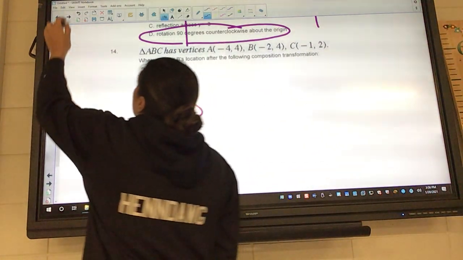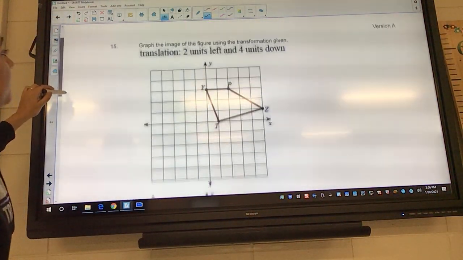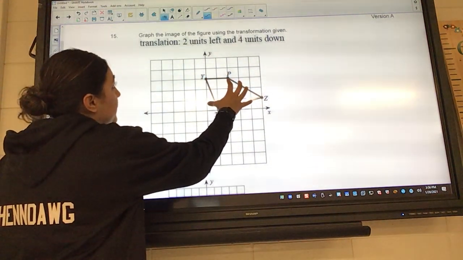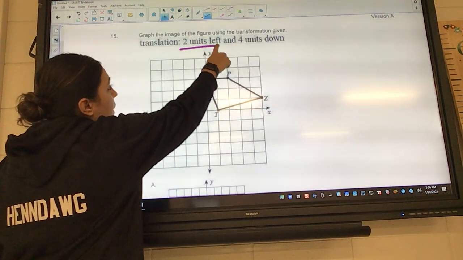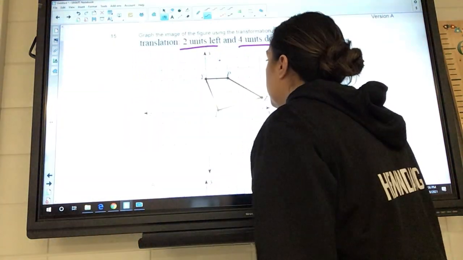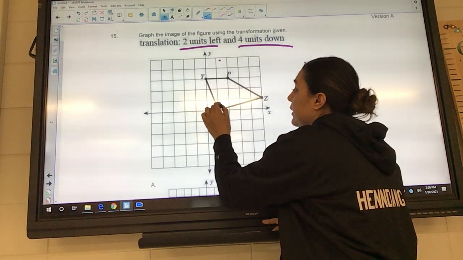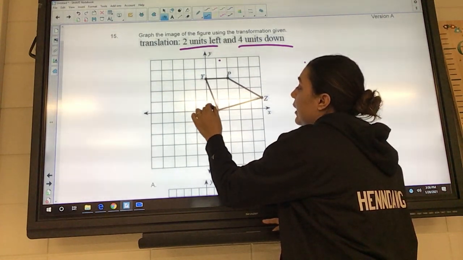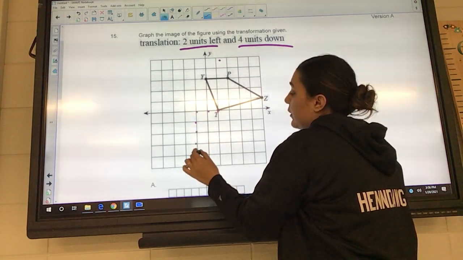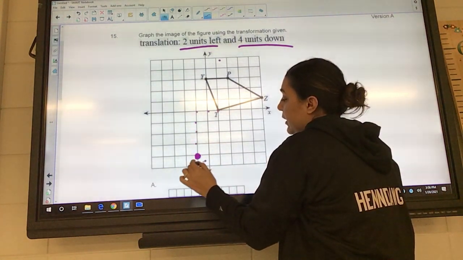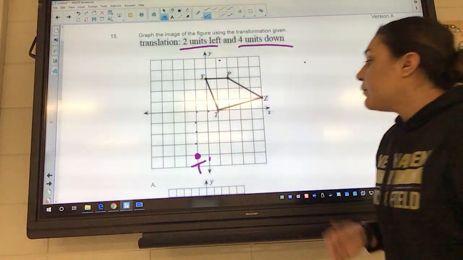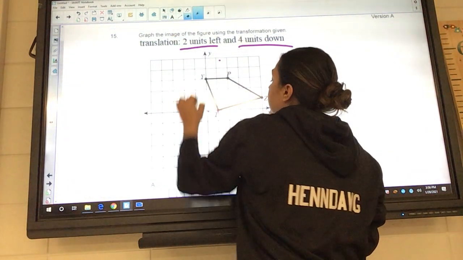15, it wants you to do a translation. So it wants you to take this shape and move it 2 units to the left and 4 units down. Okay, and I'll help you do 1 point. So if we look at point T, we can move it 2 units to the left and 4 units down. 1, 2, 3, 4. So this was my new point T. And remember I said you use this little dash, okay? And so I want you guys to do 15.